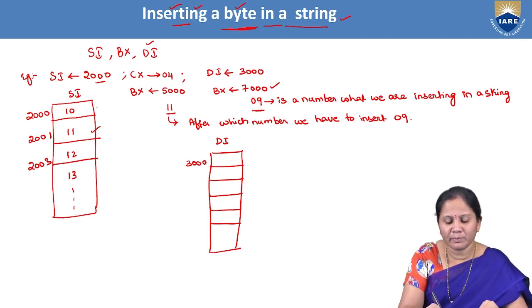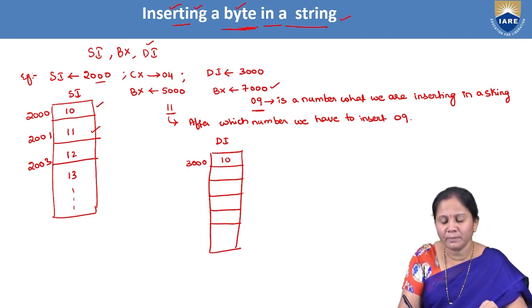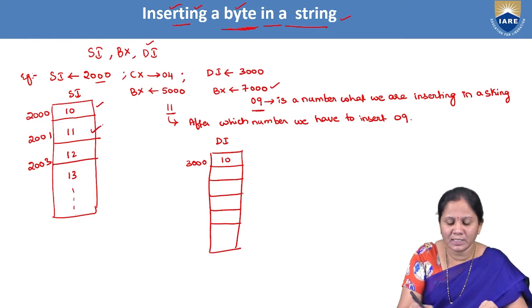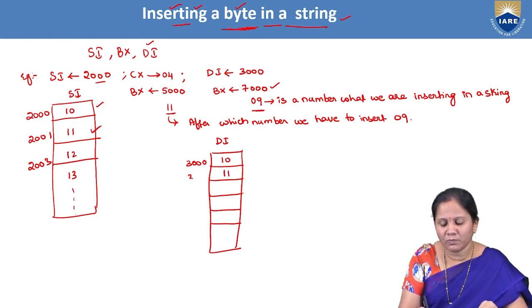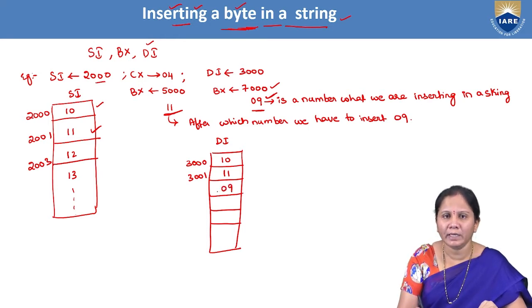So here the first number is 10. So here comes 10. Okay. So the next number is 11. So in the 3001, we will have 11. After this 11 number, we are going to insert this 09. So inserting a byte in a string after this 11.